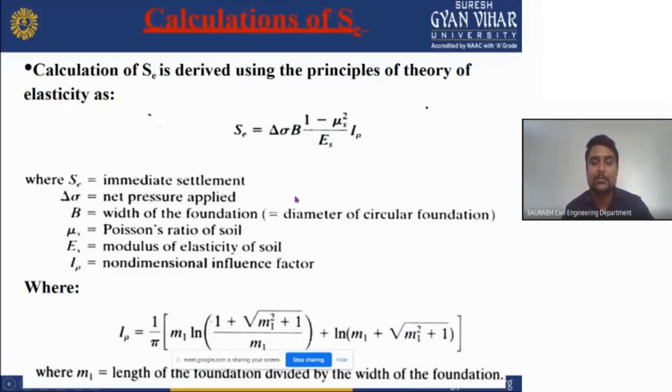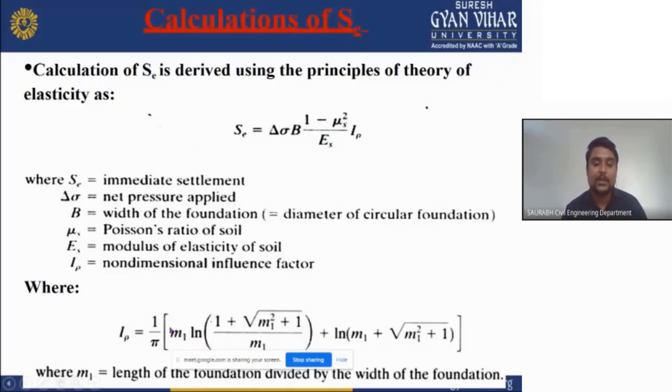B is the width of the foundation, which is equal to the diameter of a circular foundation. Mu S is equal to Poisson ratio of the soil. E S is equal to modulus of elasticity of soil. I P is the non-dimensional influence factor. Where I P, how will we find the I P? By this formula, we can easily find the I P.